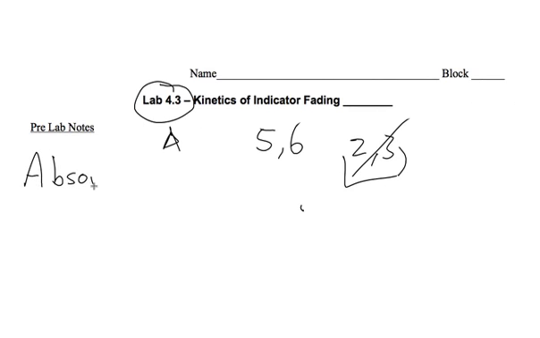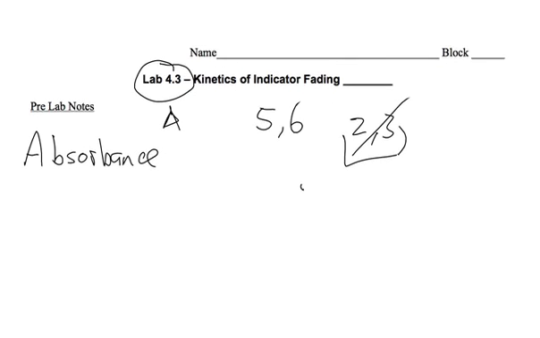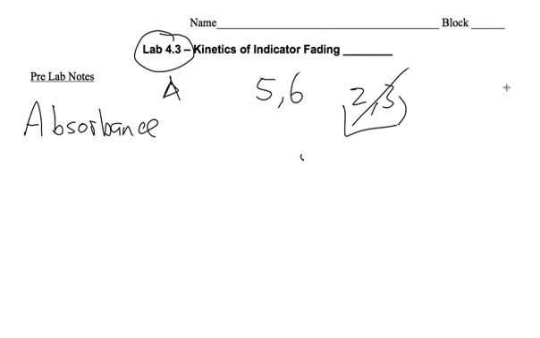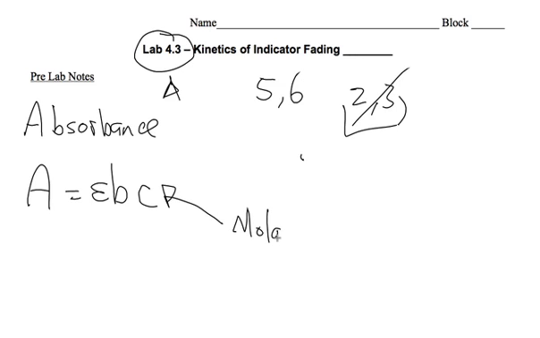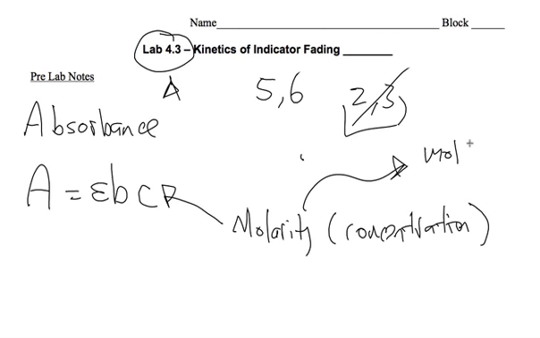This lab has to do with something called absorbance. In layman's terms, it relates to how much light a substance can absorb. The first thing that's important to understand is the equation for absorbance: absorbance equals ε, b, and c. The most important thing to understand is c stands for the concentration or the molarity. Remember, molarity is concentration, and it's defined as moles divided by liters.